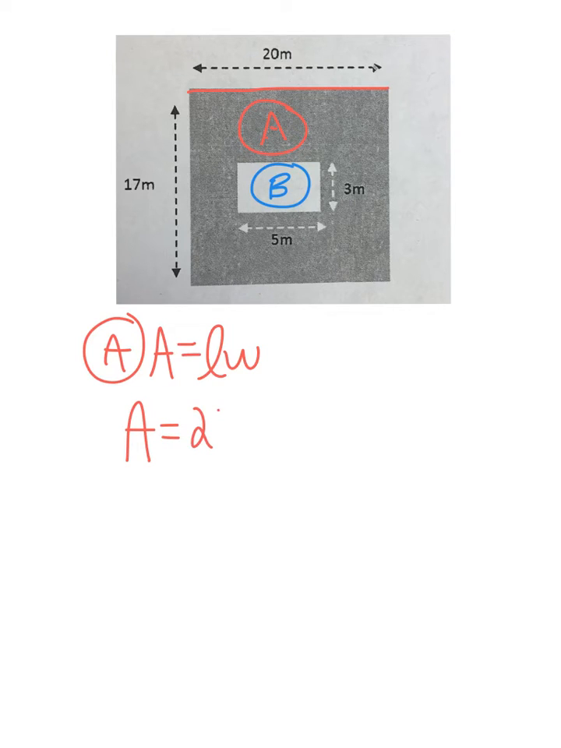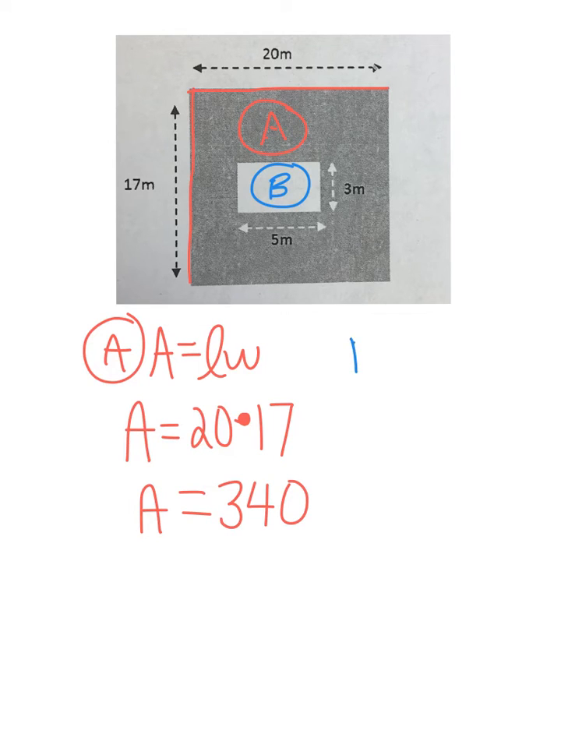So let's start with shape A. And it's a square, so our area is going to be A equals length times width. So our length was 20, so area equals 20 times our width, which was 17. And when you do that math, hopefully you get 340.